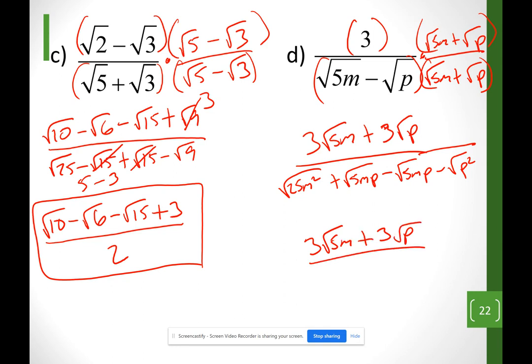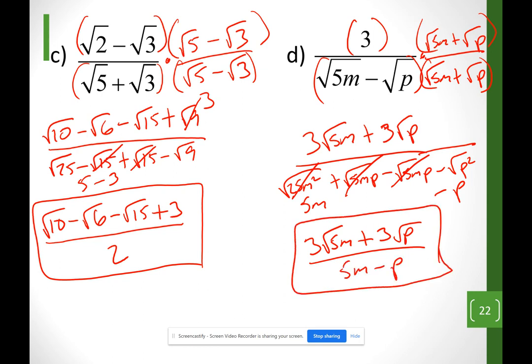At the bottom, square root of 25m squared, that's 5m. The two terms in the middle cancel out, and then I have minus p. So I'm just going to write this as 5m minus p.